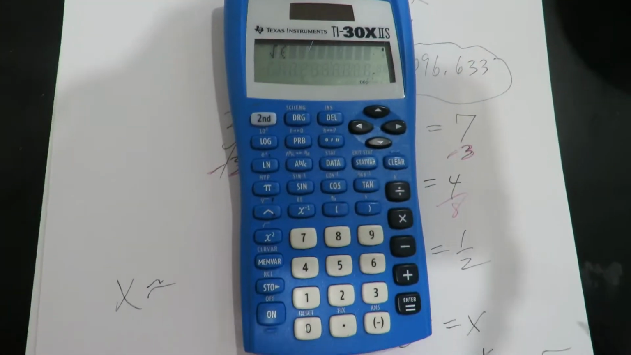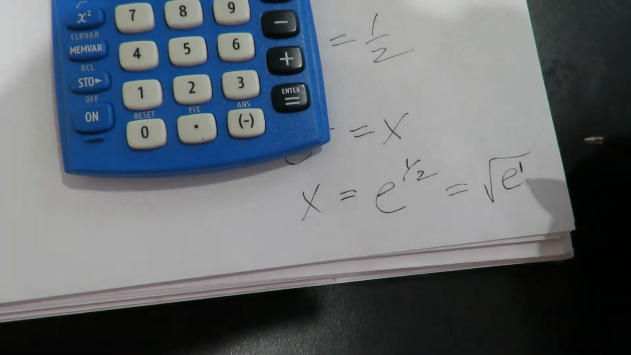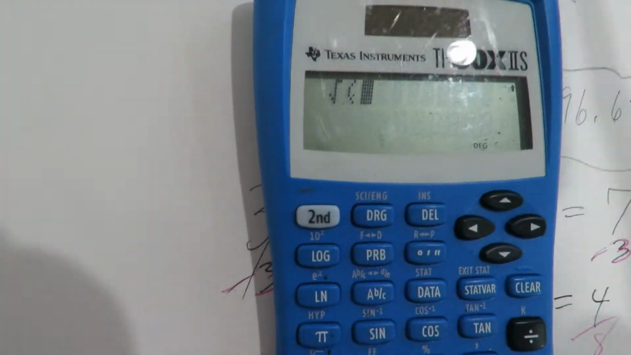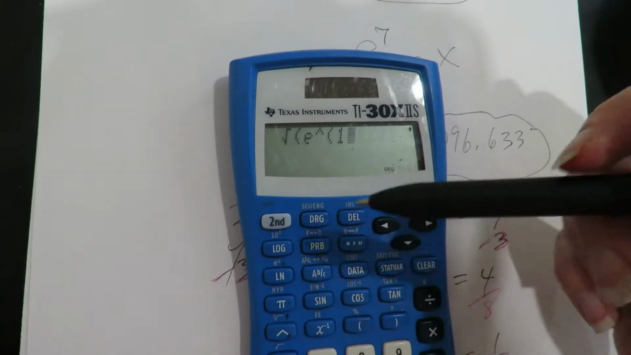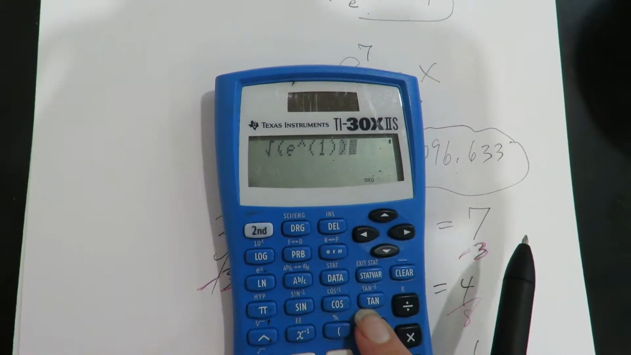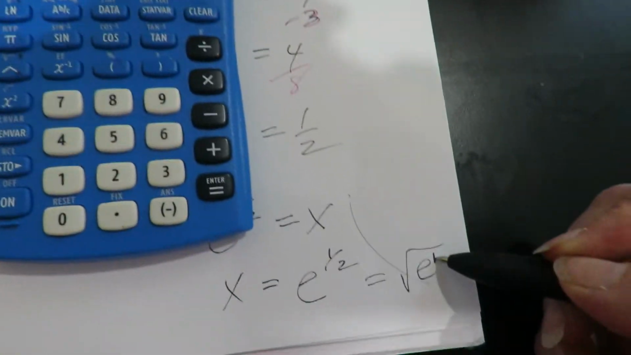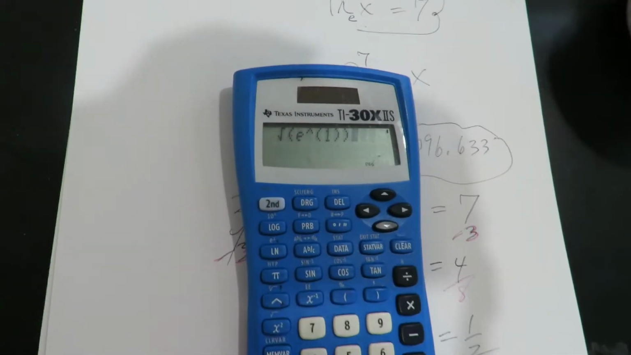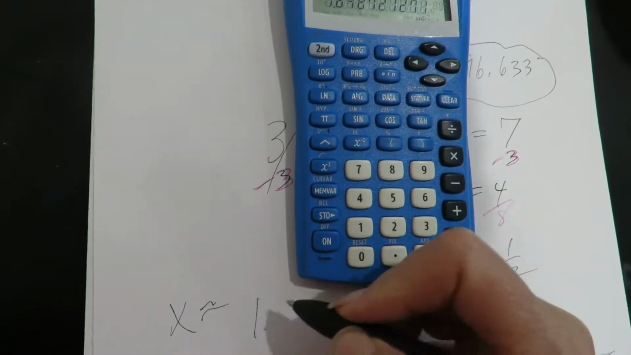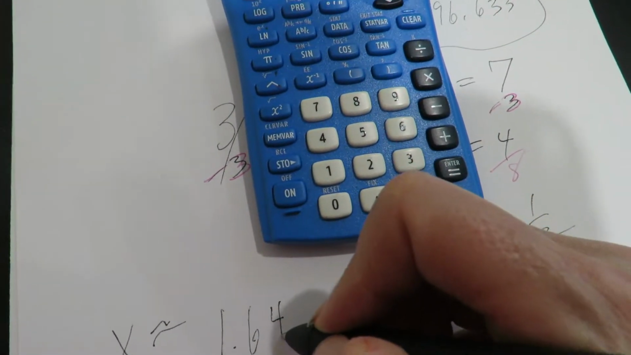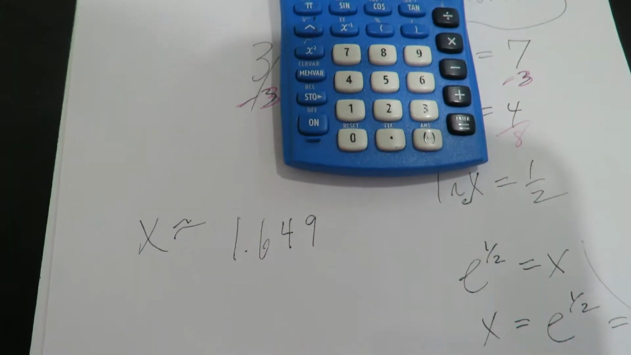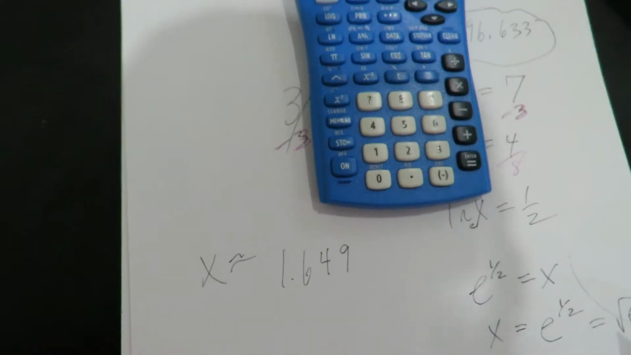Oh, this is important that we cover this. Now this is e to the first power, okay? So when I use the e key, which for me is right here, it's second e, because your calculator will want to know what's the power on the e? So I said, okay, it's the first power, and then I can answer it. So it's 1.649.